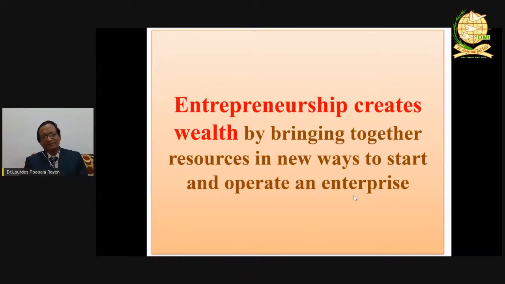Entrepreneurship creates wealth. How does it create wealth? By bringing together various resources in new ways to start and operate an enterprise. This is very important. Being a prudent entrepreneur, you must start a concern of your own using the available resources in a different way. That is about entrepreneurship.